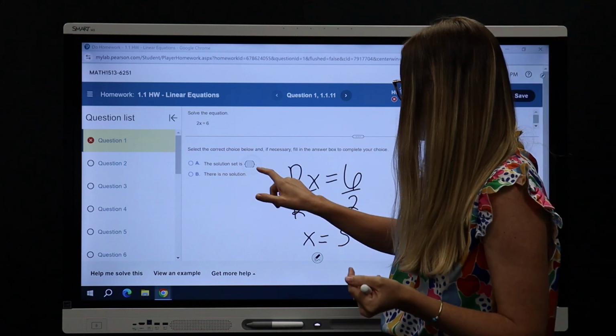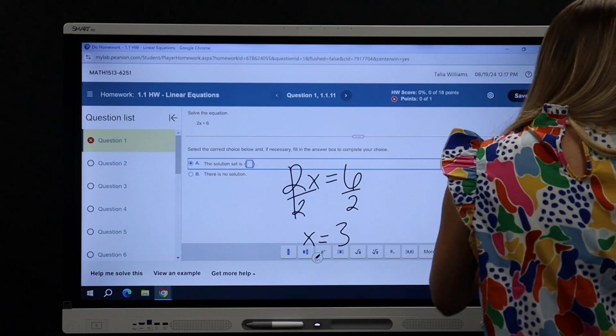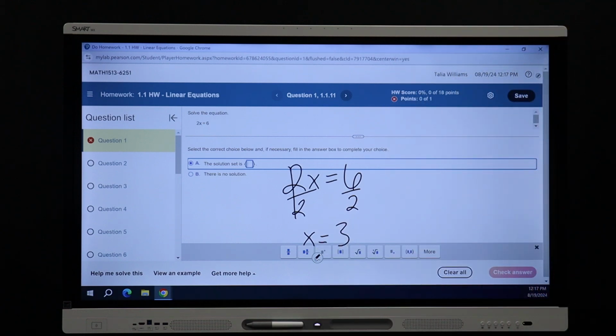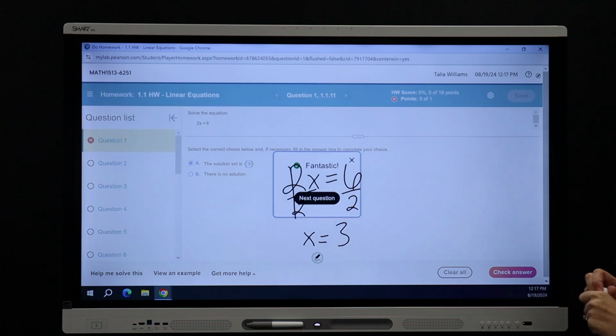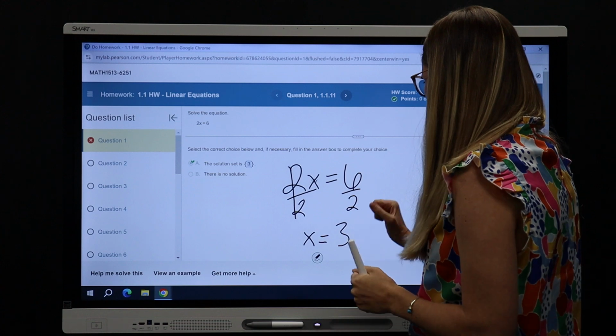So let's see if I can just type this in easily. Nope. The internet's been really slow, so I hope it's not going to be rough.